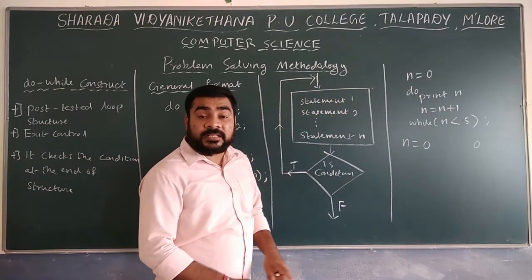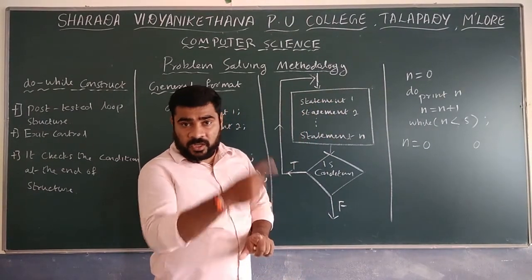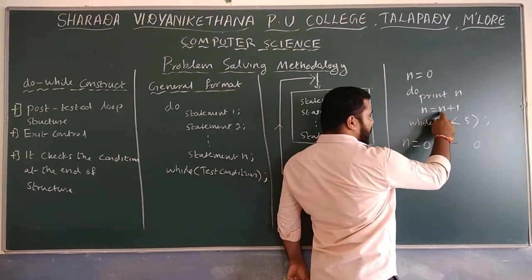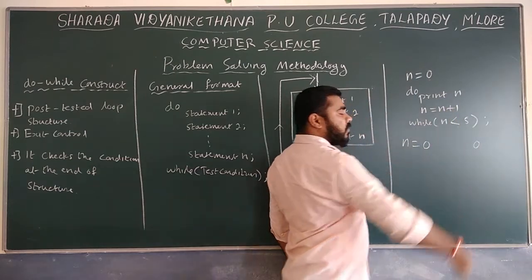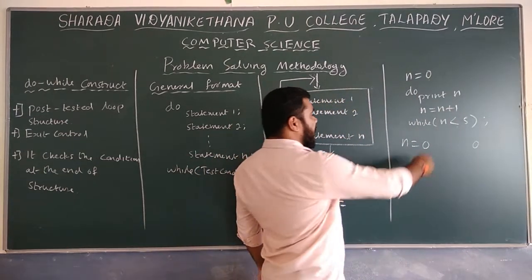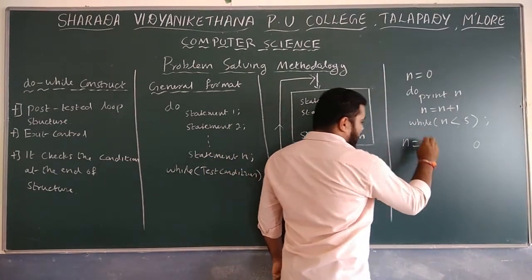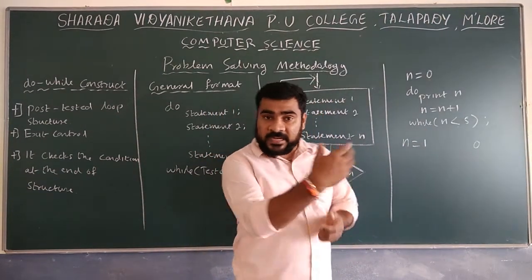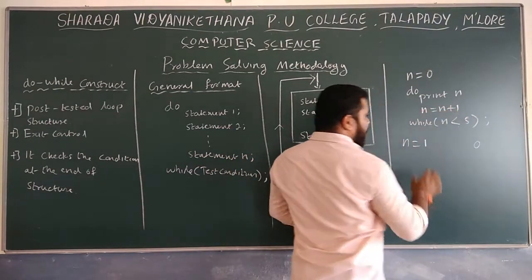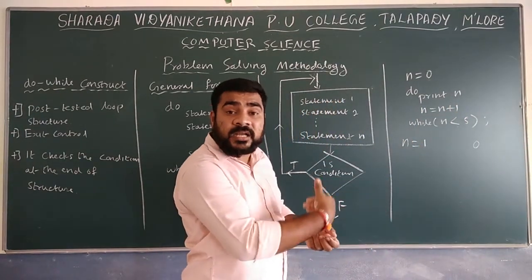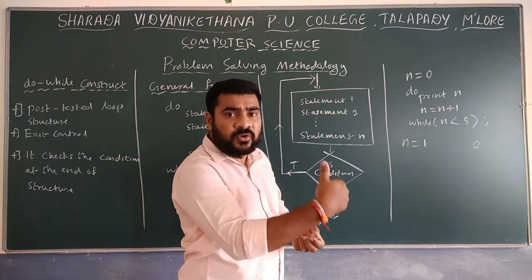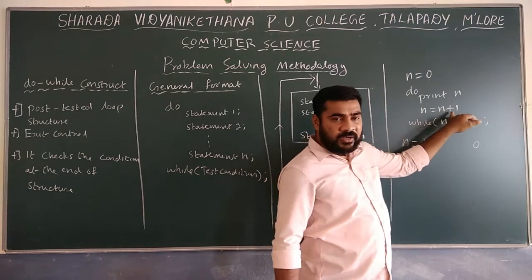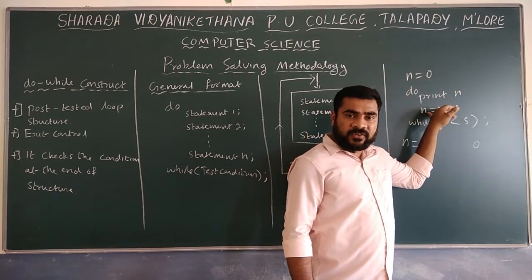After that, n is equal to n plus 1. The right side value will be assigned to the left side, not the left side to the right side. So on the right side, n is 0, plus 1, so n plus 1 is 1. 1 is assigned to n, so the n value is going to change. Normally in computer languages, the right hand side values are assigned to the left hand side.